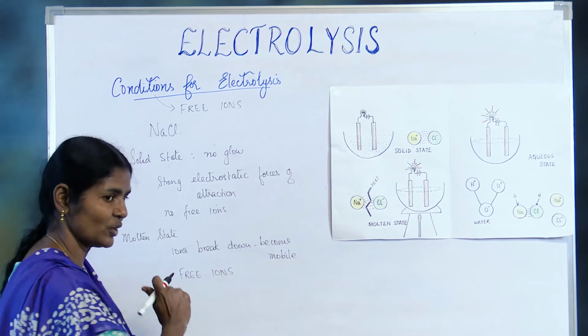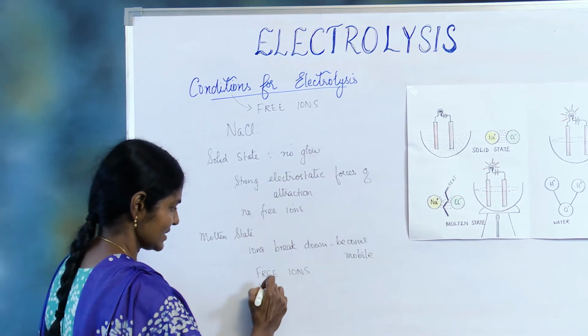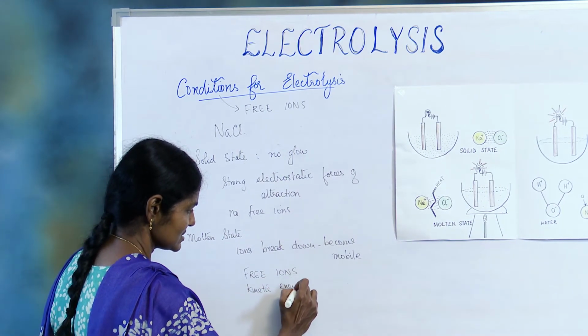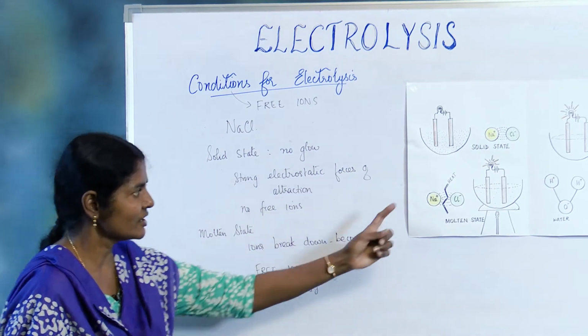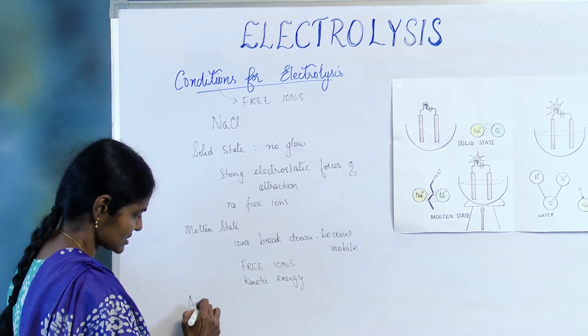And what is that energy due to that movement called? Kinetic energy. So these ions gain kinetic energy and they become free. That's how, in this molten state, the bulb glows. Now we move on to the aqueous state.